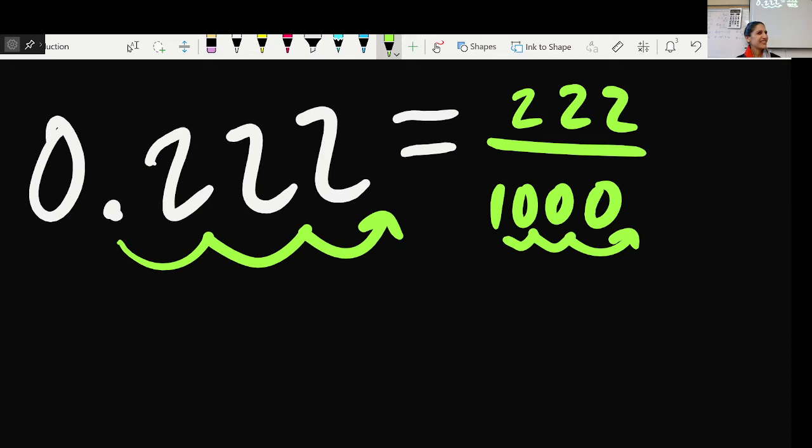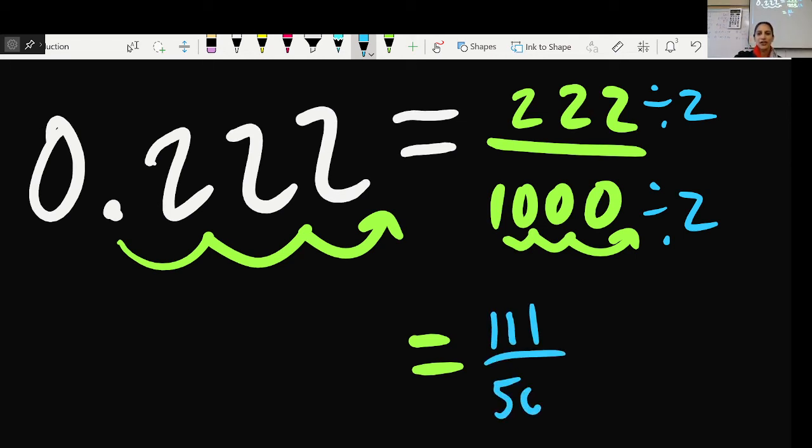Are we done? These numbers aren't quite as easy to work with, but we're always looking to simplify if we can. So can we simplify these two? What number goes into both of them? So divide this by 2 and divide this by 2. So what do we get at the top when we do that? 111 over 500.